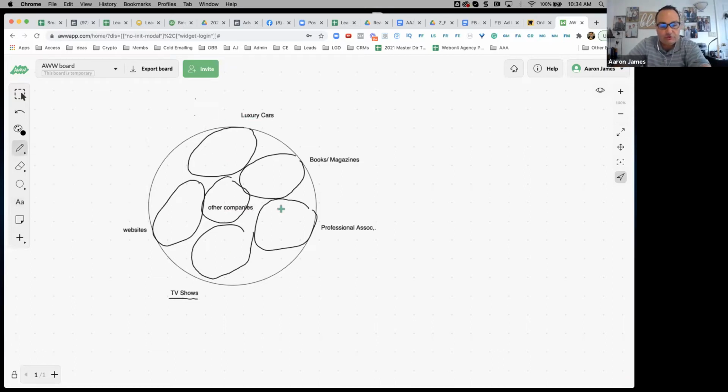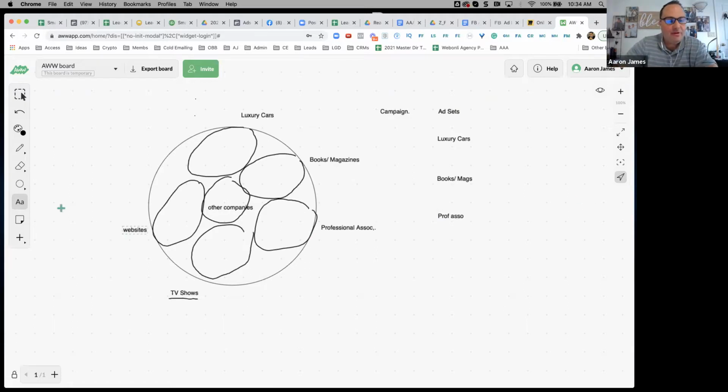So you'll start running ads. You'll have a campaign, and then what you have is ad sets. Underneath your ad sets, we'll do luxury cars. That's going to be one ad set, because the ad set is the targeting. Then books/mags, and we'll put professional association.